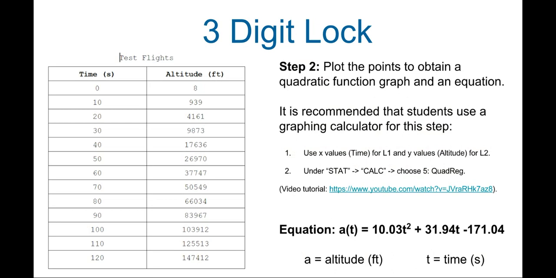It is recommended that students use a graphing calculator for this step. On the calculator, press Stat to enter. For editing the list, use the times for list 1 and altitude for list 2. Click Stat again, Calc on the top, and choose the 5th option for quadratic regression to obtain the equation. A link for a video tutorial is available on YouTube.